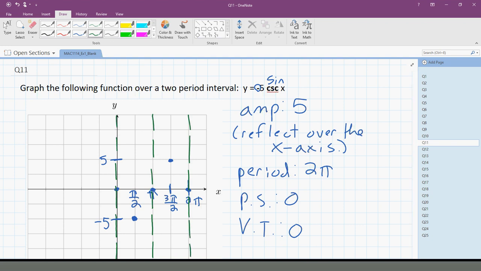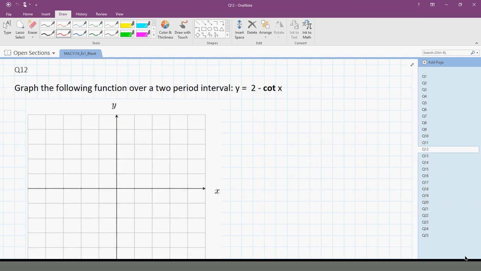So these are all your vertical asymptotes. And then at each one of those points that are between there, that's where you draw your parabolas. So this guy is facing down. This guy is facing up. Okay? And so all you have to do is find a picture that looks just like that one. All right. Jumping over to number 12.